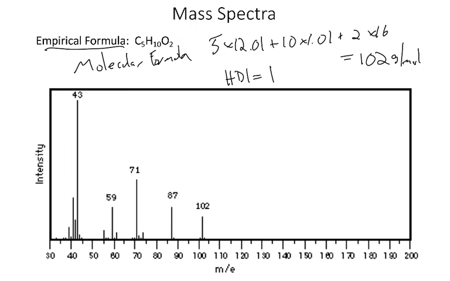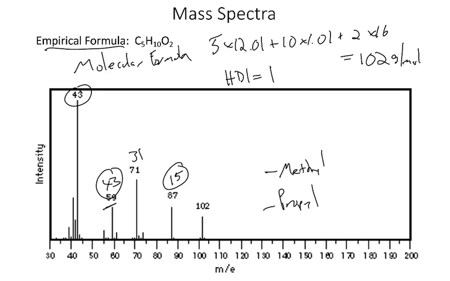We can also take a look at our mass spectrum and see if we have any obvious fragments. If I do 102 minus 87, that means I've lost 15. So I've probably lost a methyl group. 87 minus 71 is 31. That's not one of the numbers I have memorized, so I'm not sure exactly what that is. 102 minus 59 gives me 43. I know that one. That matches up with a propyl group, so that's the propyl group that I've probably lost in that fragment. So I've probably got a methyl and a propyl in my compound.